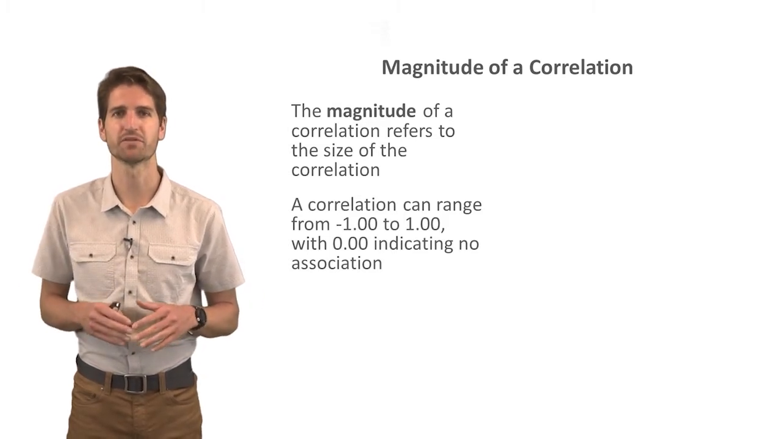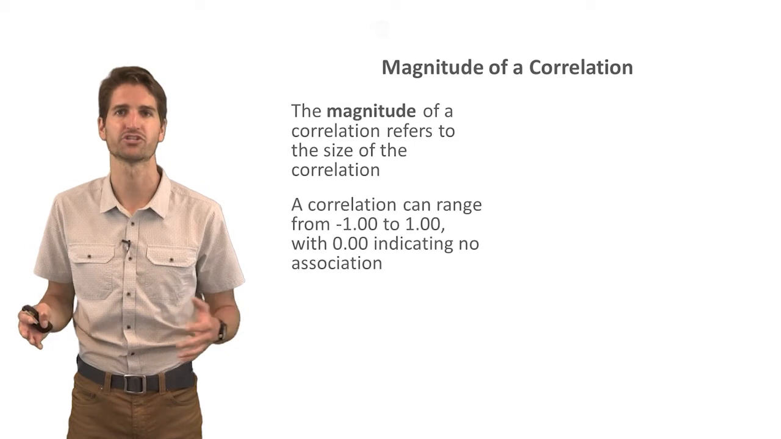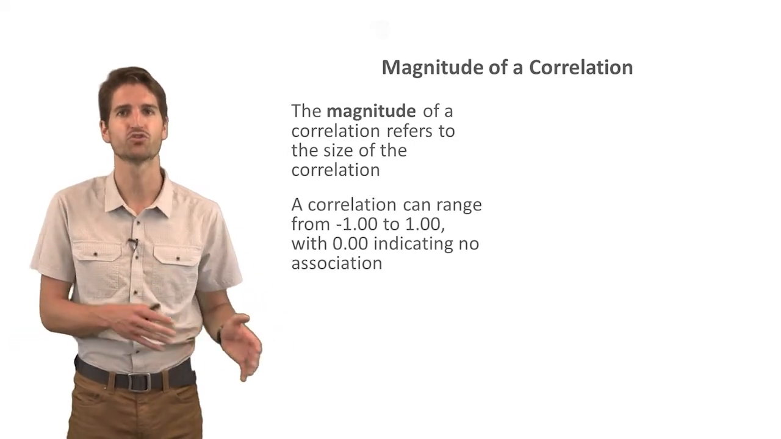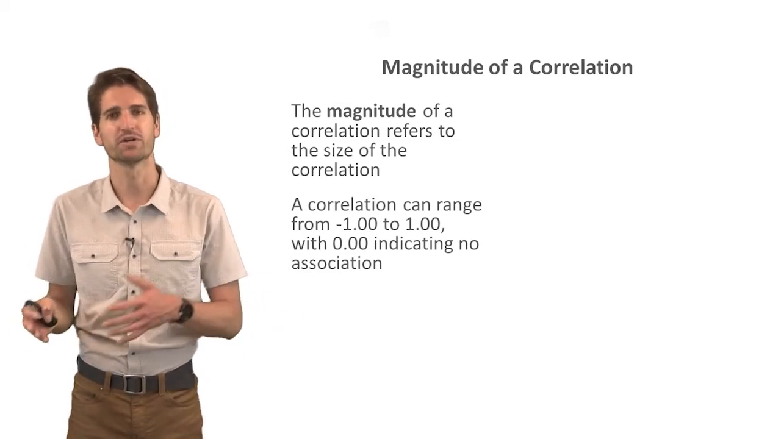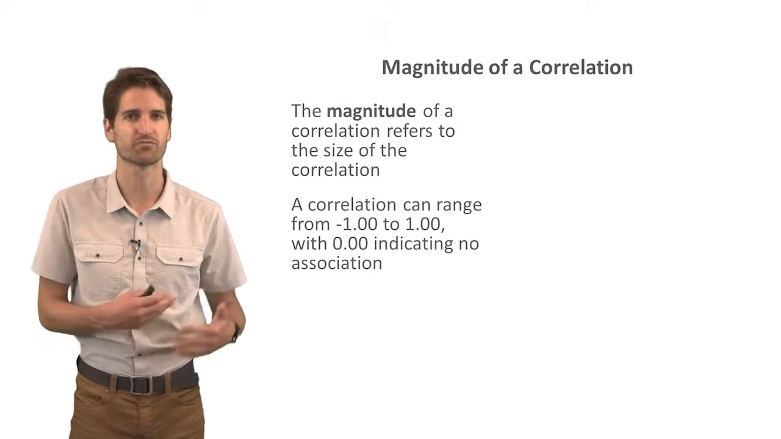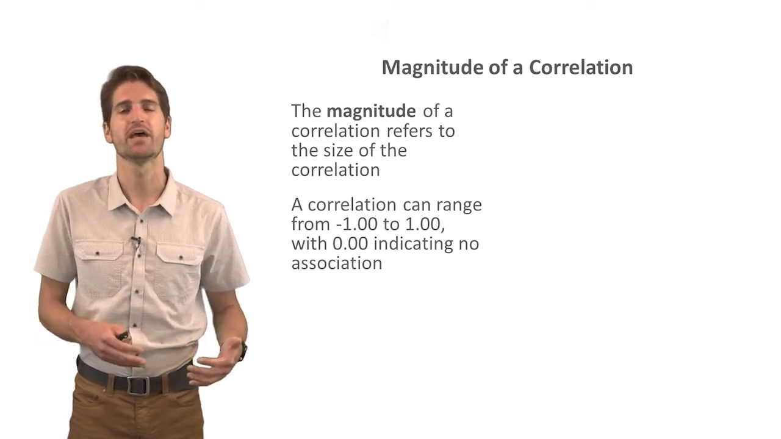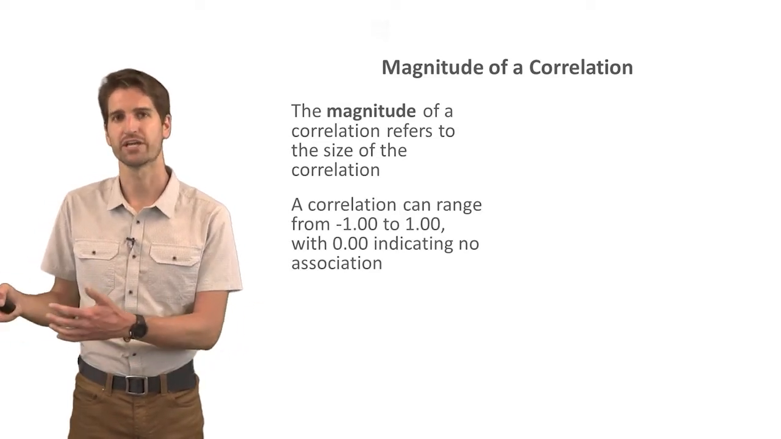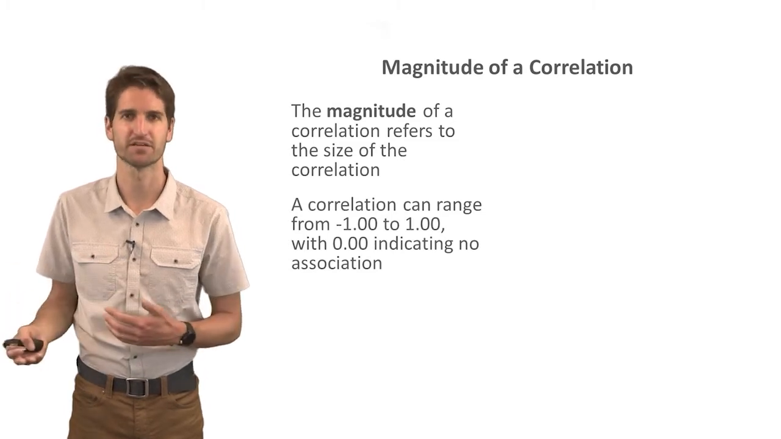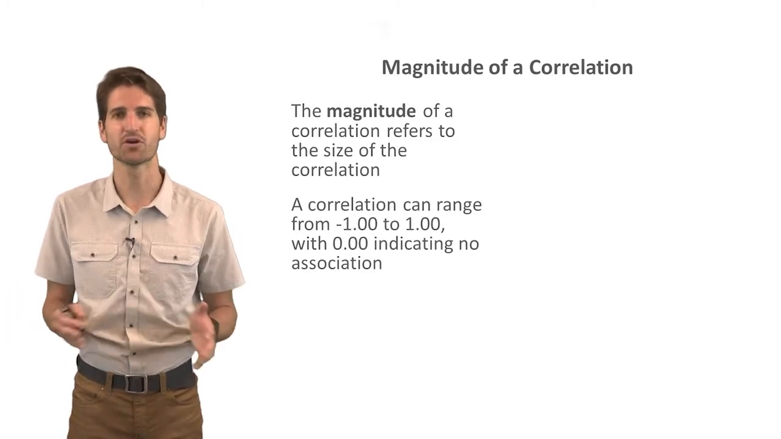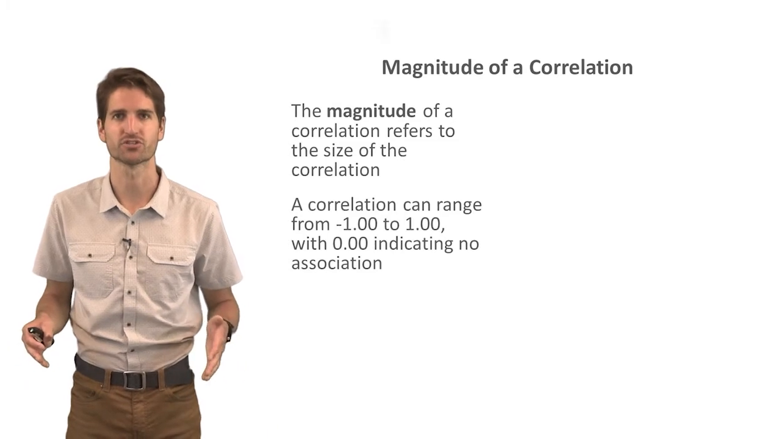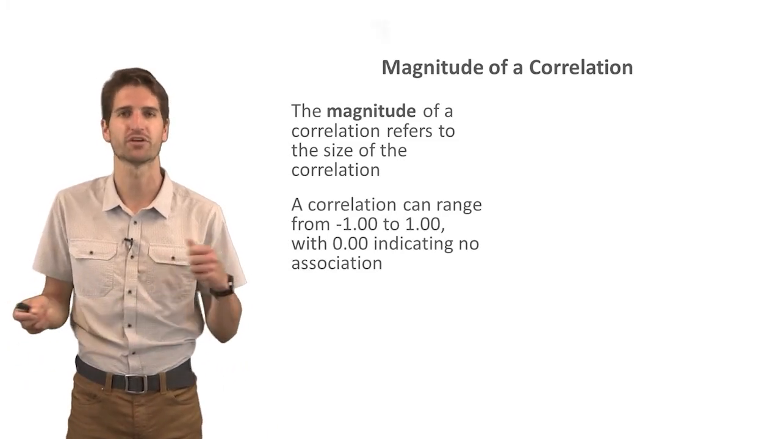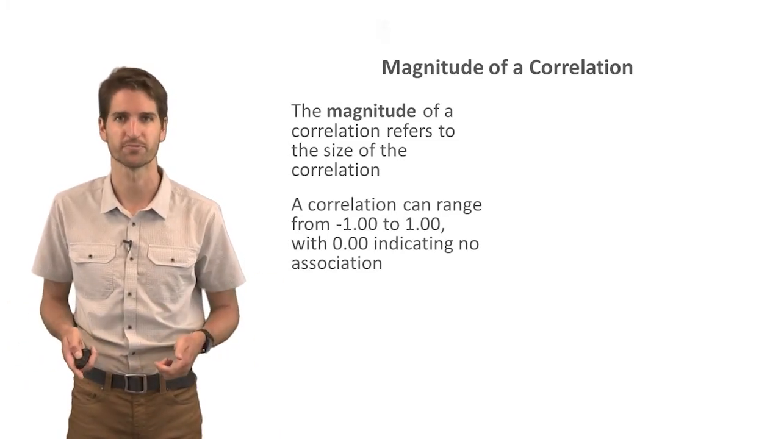It's at this point important to note that a Pearson product moment correlation can range from -1 to 1 in terms of magnitude, where -1 would be a perfectly negative or inverse linear relationship, and a 1 correlation would indicate a perfect positive linear relationship. 0 means that there's no association. So if you see a correlation of 0, it means that the two variables do not covary with one another.